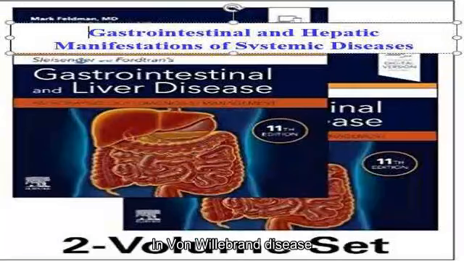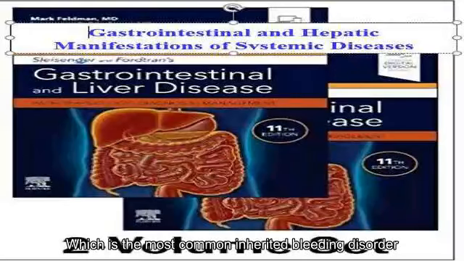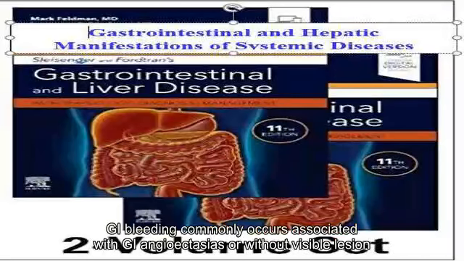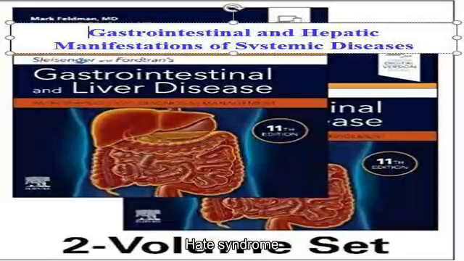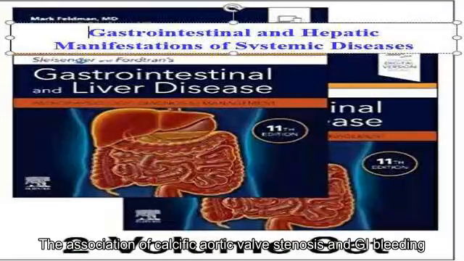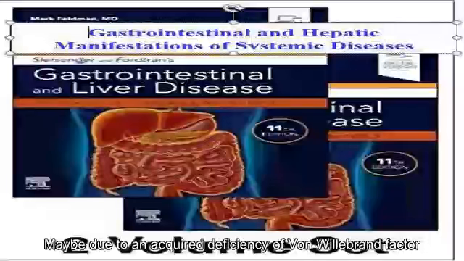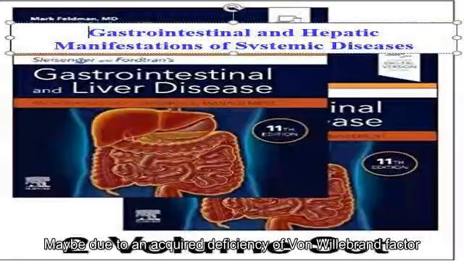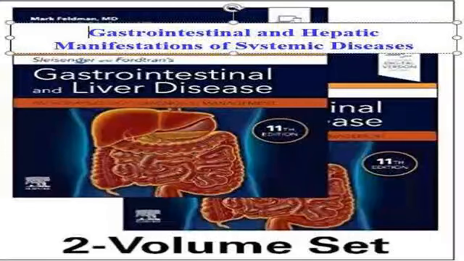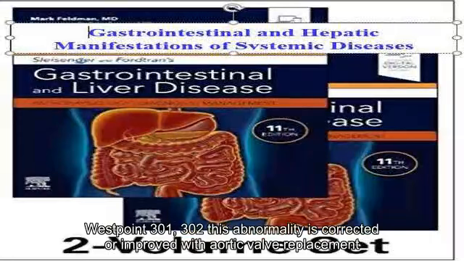In von Willebrand disease, which is the most common inherited bleeding disorder, GI bleeding commonly occurs associated with GI angioectasias or without visible lesions. Heyde syndrome, the association of calcific aortic valve stenosis and GI bleeding, may be due to an acquired deficiency of von Willebrand factor as the multimers are reduced in size from the shear stress. This abnormality is corrected or improved with aortic valve replacement.